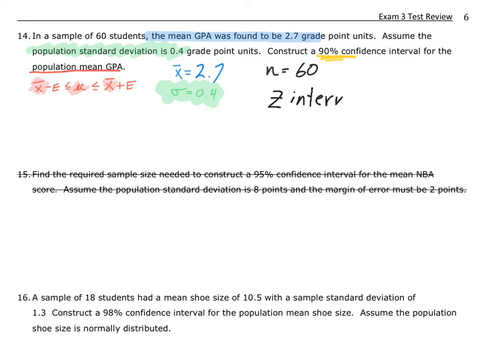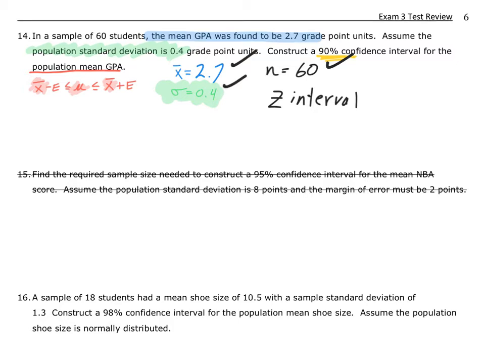I'm not going to show you the picture on the calculator, but I will tell you what I'm typing in. When I type in z-interval, I have two options. I can input the data or I can input the statistics of the data. Well, because I already have my sample mean, my x bar, my number in the sample and my standard deviation, I'm going to go ahead and move over to stats.